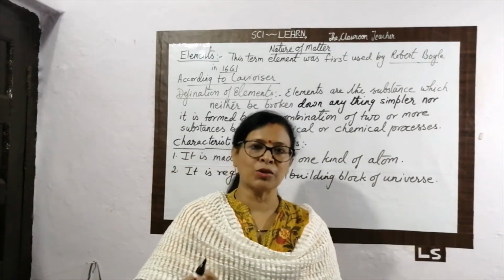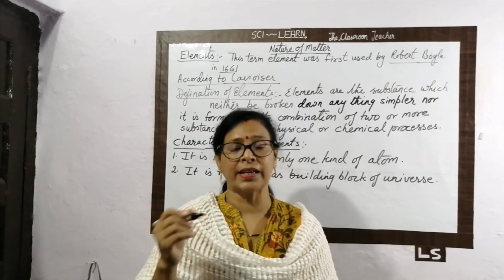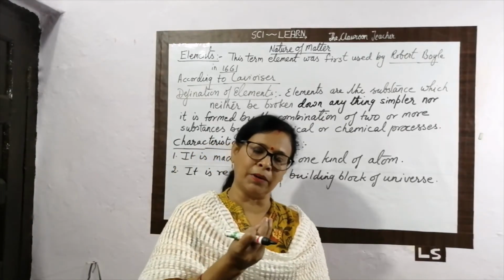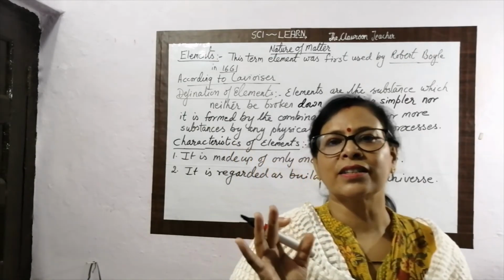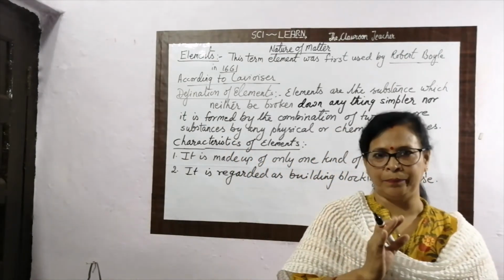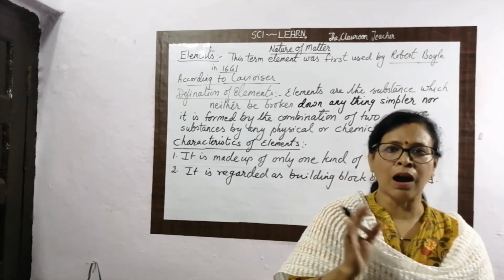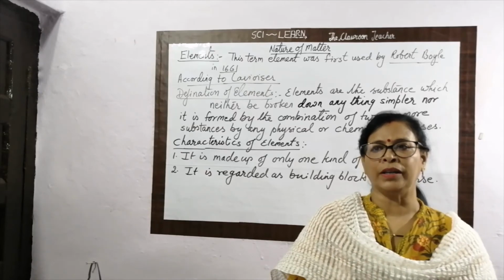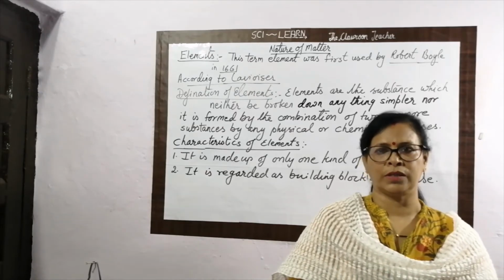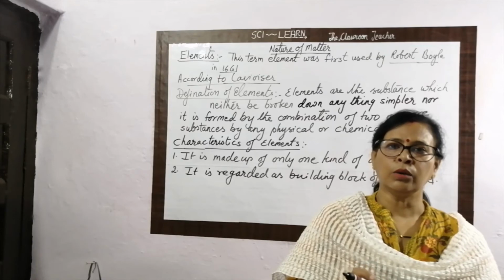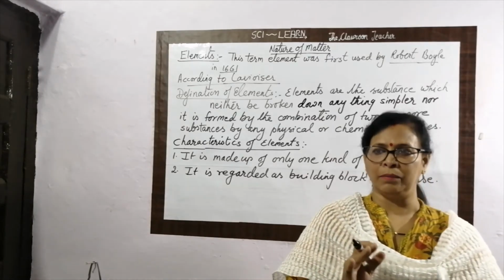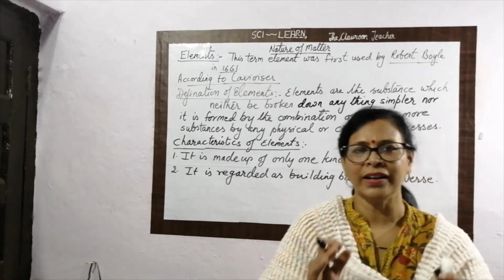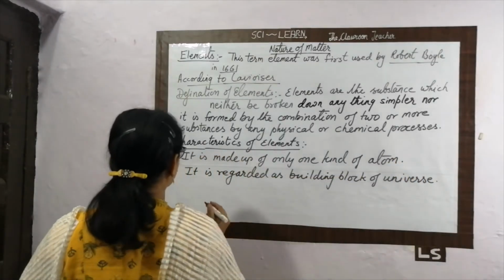All the universe is composed of matter. Anything which occupies space and has some mass is called matter. And the smallest unit of matter is the element. Everything in the universe is composed of matter only. So what about the elements? How many elements do we know in the universe? There are a total of 118 known elements in this universe.